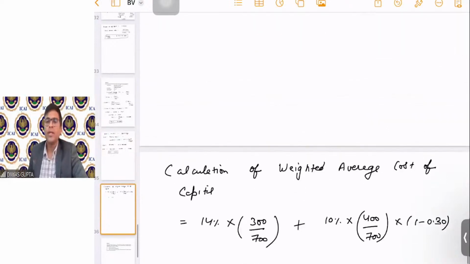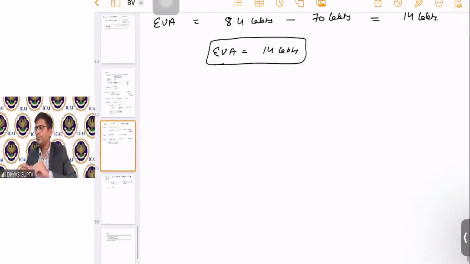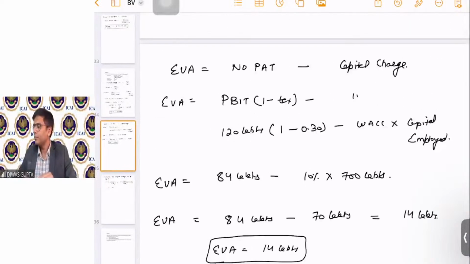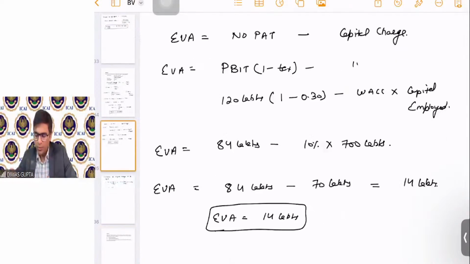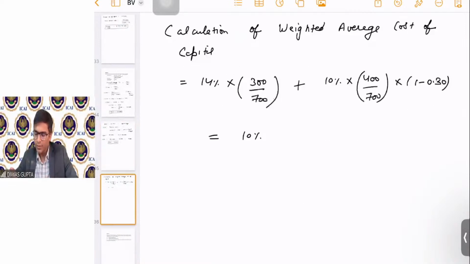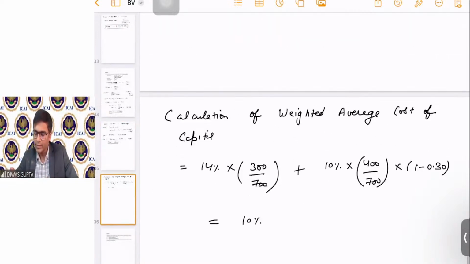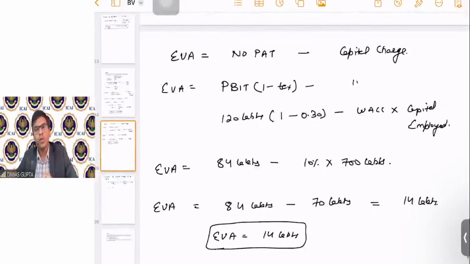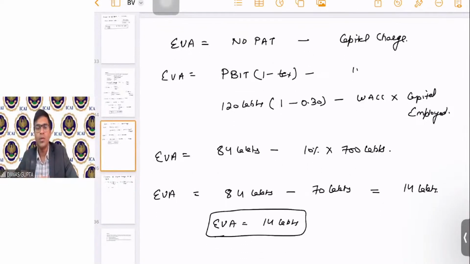So EVA becomes 14 lakhs. Yes, very good. Kirti, Satish, your answers are correct. Okay, students, so yes, this is done. I'll just wait for 30 seconds. Then we will move on to some of the conceptual understandings.